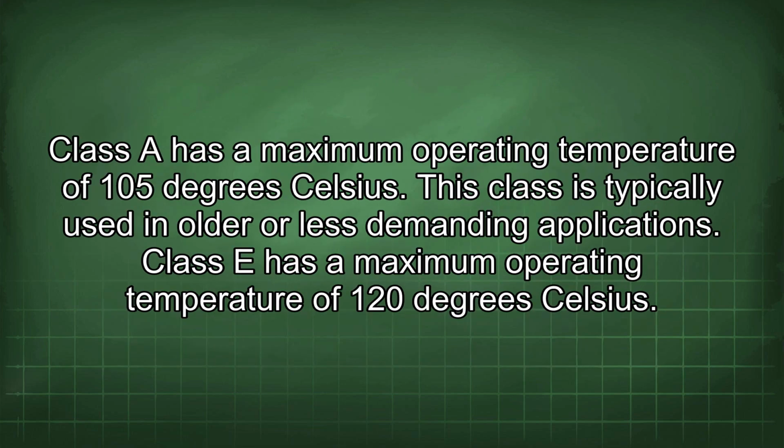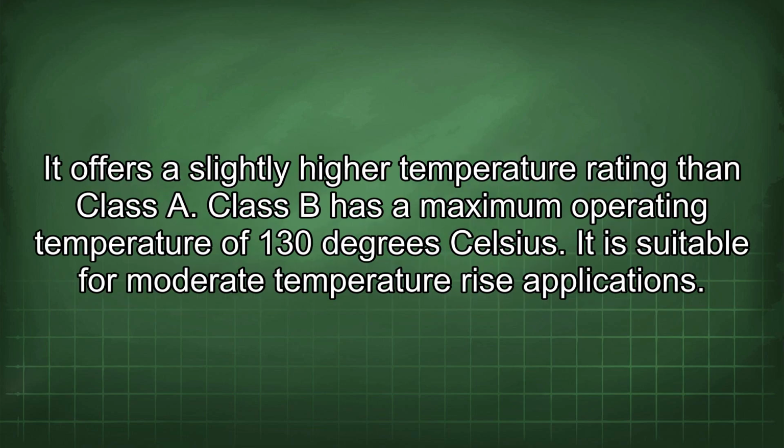Class A has a maximum operating temperature of 105 degrees Celsius. This class is typically used in older or less demanding applications. Class E has a maximum operating temperature of 120 degrees Celsius. It offers a slightly higher temperature rating than Class A. Class B has a maximum operating temperature of 130 degrees Celsius. It is suitable for moderate temperature rise applications.